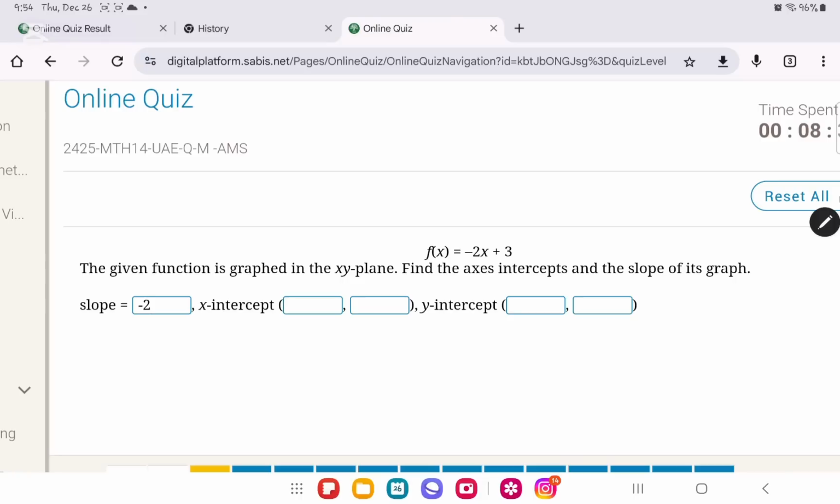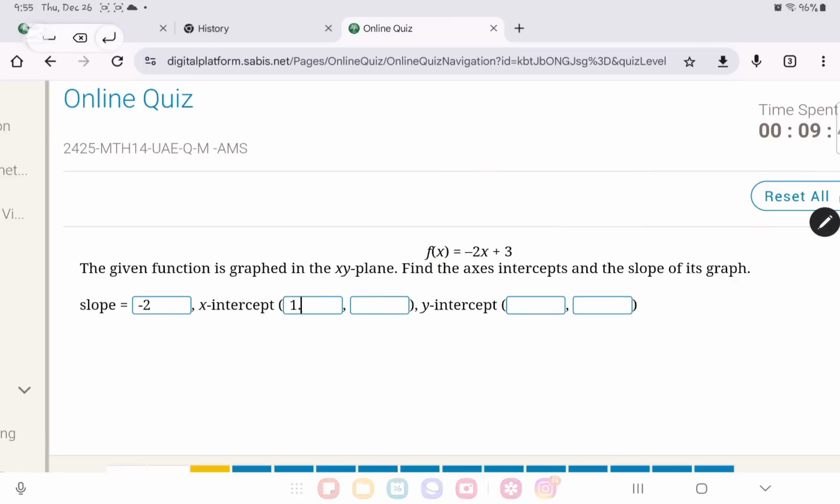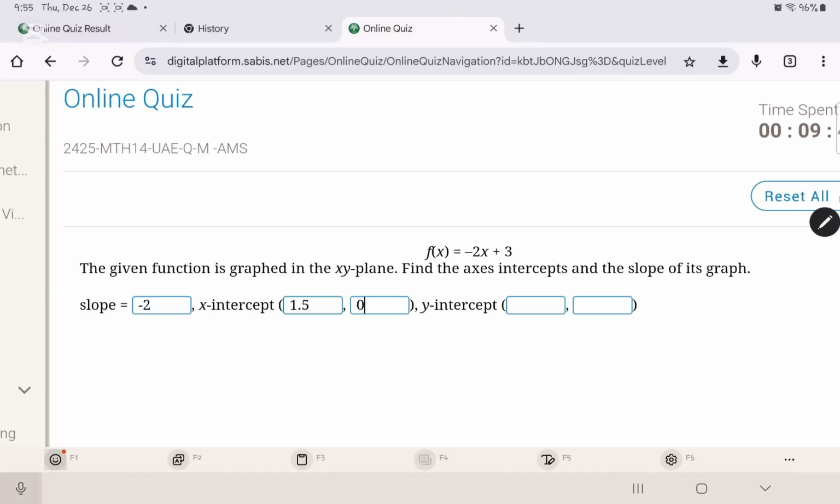Now, the x-intercept is when y is equal to 0. So in this case, it is 0 because f(x) is equal to y. Just remember, it is (x, y). So here y is going to be 0. So 0 is equal to -2x plus 3. Move 3 to the other side. -3 is equal to -2x. So then x is equal to 3 over 2, which is 1.5. So here we have (1.5, 0).